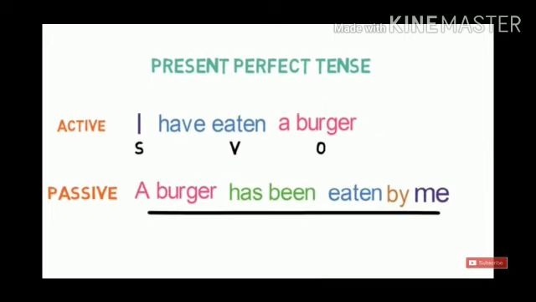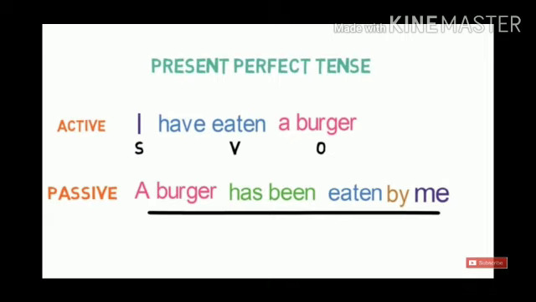Here: I have eaten a burger. This is in active voice. Now, we have to follow the 5 steps to convert. So we need to identify subject, verb, object. Here, first, I is the subject. Have eaten is the verb and the burger is the object. The second step is to swap the position, subject to object, object to subject. It is a burger, and the pronoun I becomes me. Converting the main verb into the third form, it will change to eaten. Eaten is the past participle, third form of the verb.